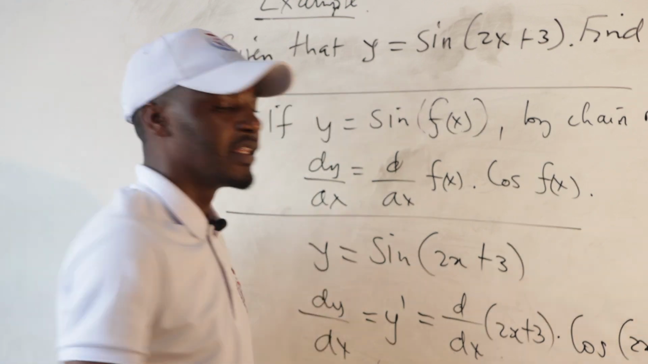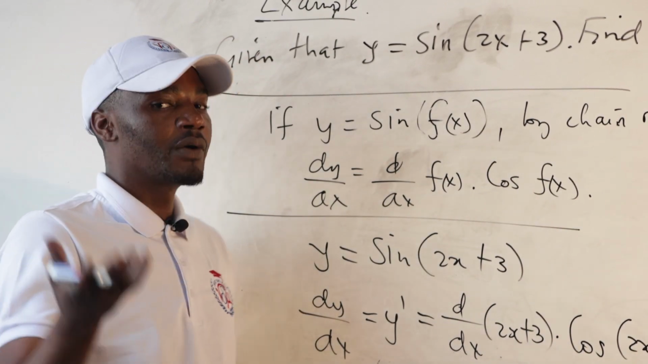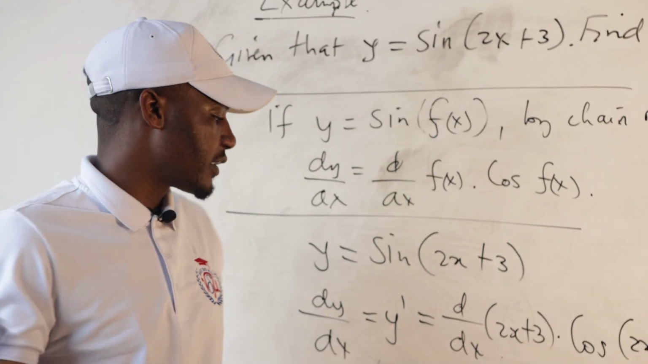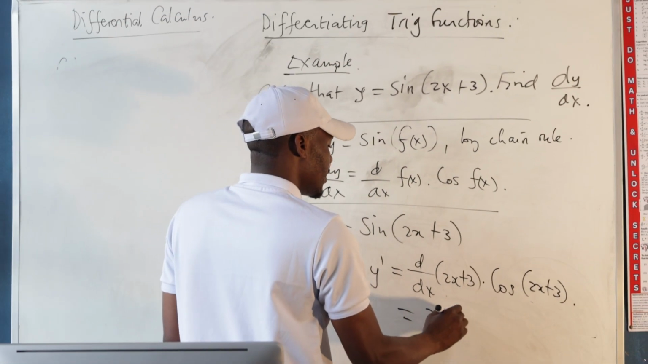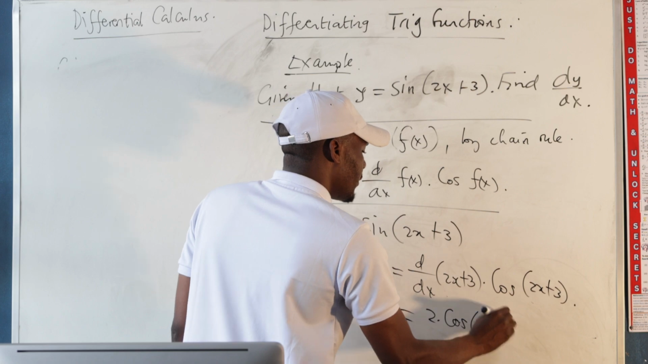So what do we get? The derivative of 2x plus 3, as we've covered in how we differentiate polynomial functions, straight away gives us 2. So it's going to be 2 times the cosine of 2x plus 3.